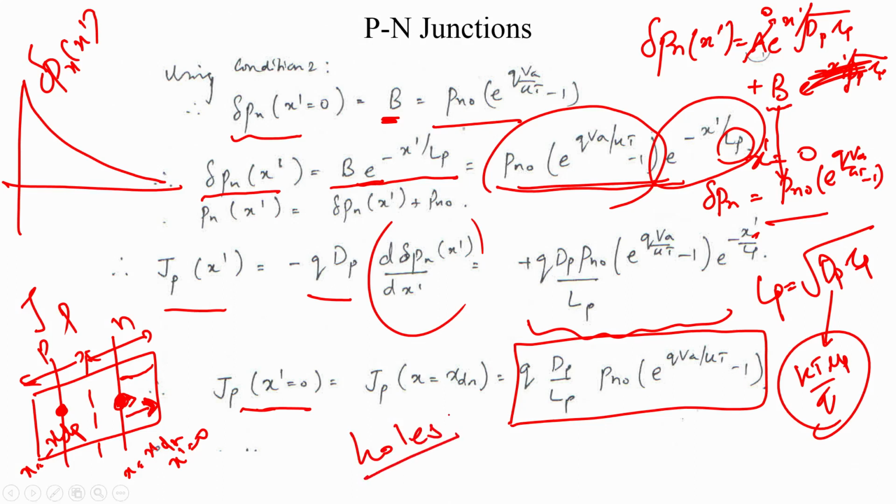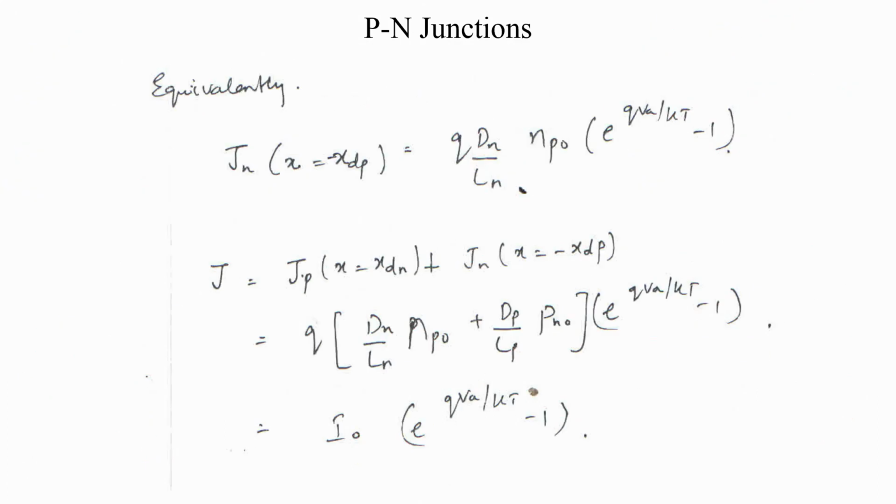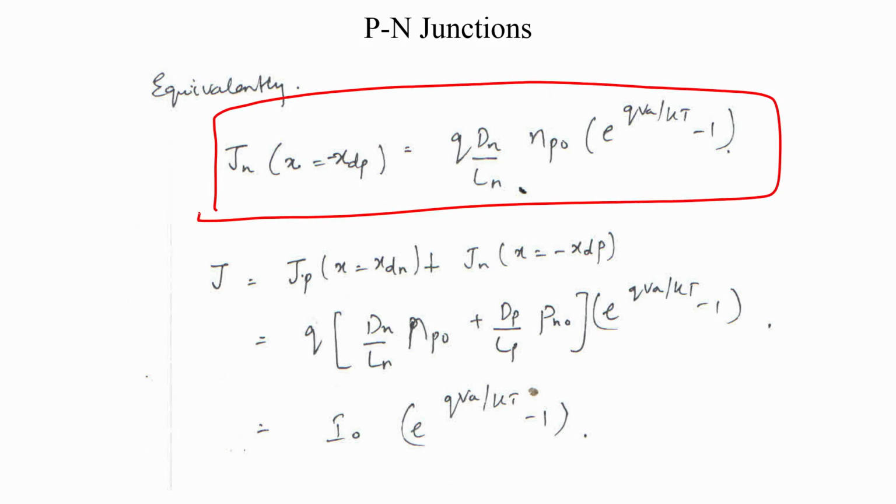We have still not done anything with regards to electrons, but the electrons follow an exact same process, and it is easy to calculate the electron current on the p side as well. So, once again you solve the continuity equation to calculate the injected electrons into the p side, you find this profile, and then you find your diffusion current due to the electrons. You will find the diffusion current due to the electrons at the depletion boundary on the p side is given by this expression, very symmetric solutions.